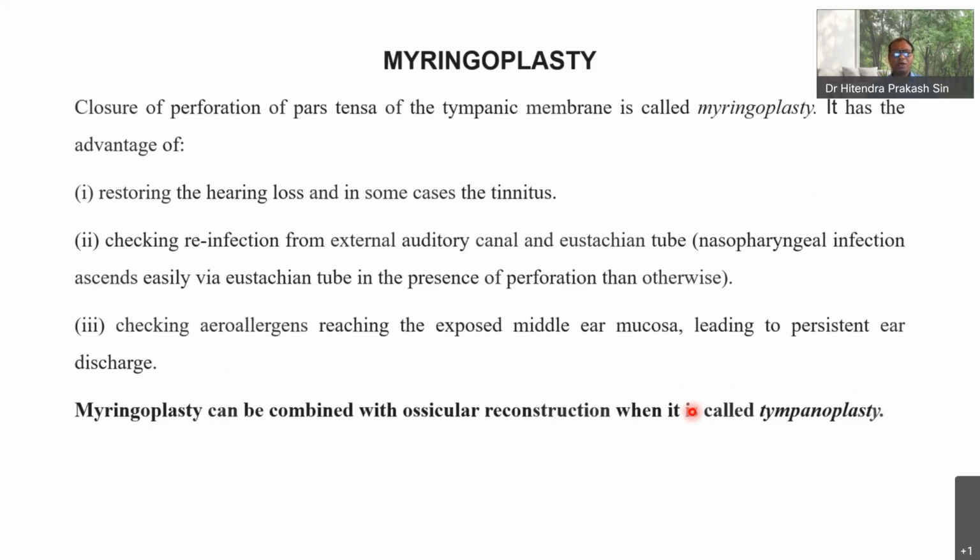Now, last one, myringoplasty. Myringoplasty, as I've told you, is only the closure of perforation of pars tensa. It is known as myringoplasty. It has the advantages of restoring the hearing loss. It is the most commonly performed operation in our country, and every student must be fully aware of the myringoplasty.